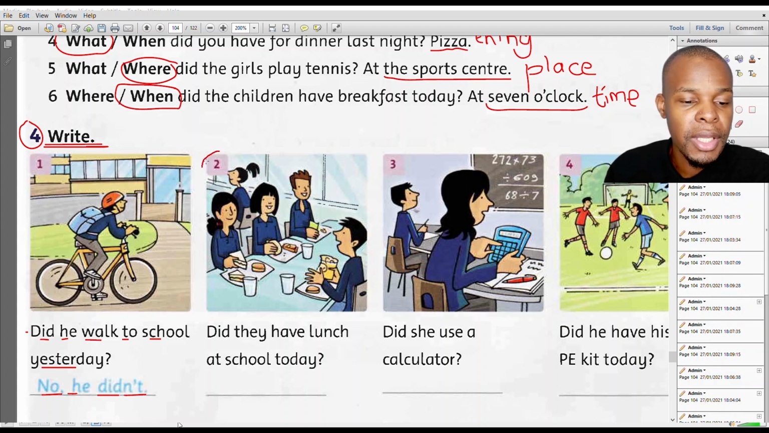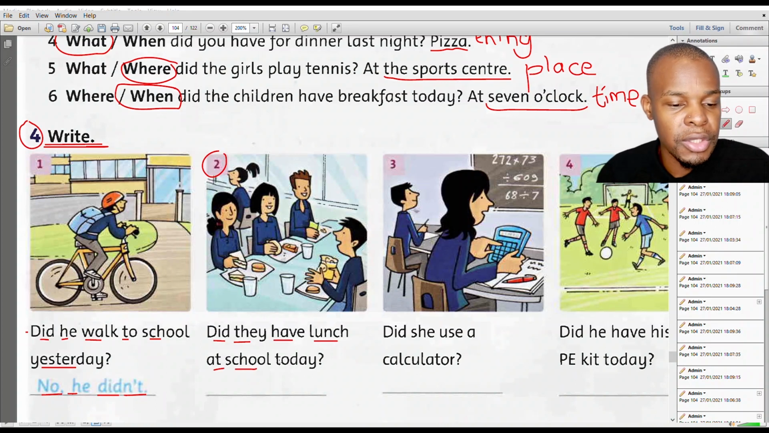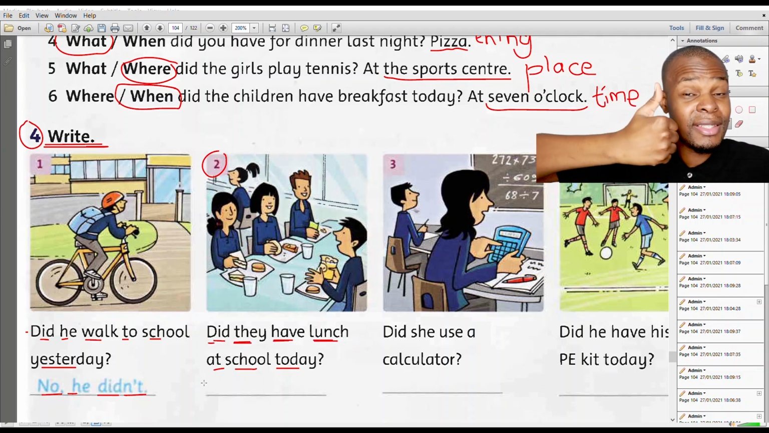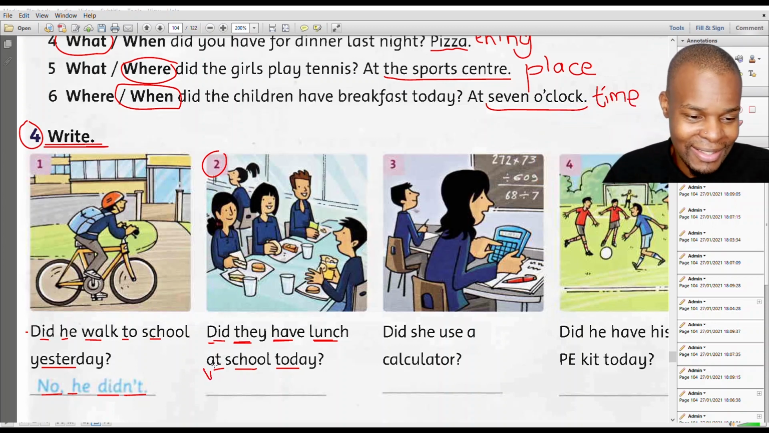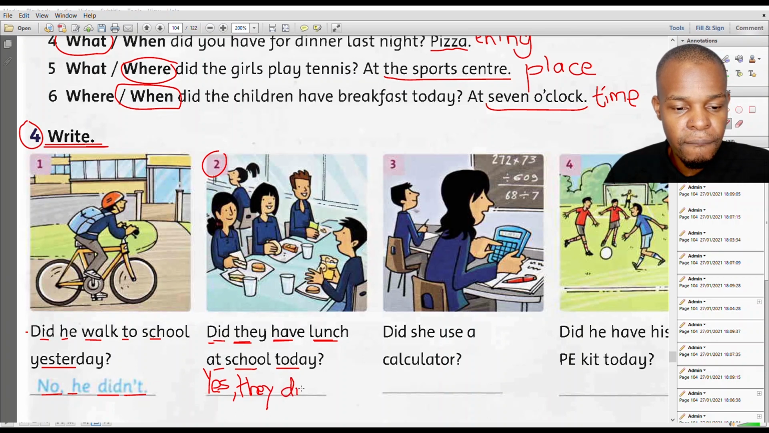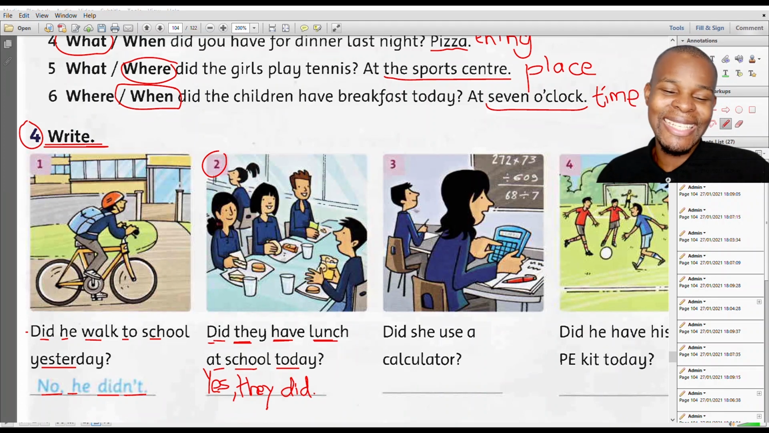Number 2. Did they have lunch at school today? The answer, look at me. Yes, and then you don't forget the comma. They did. Oh, my handwriting is so beautiful again. Yes, they did.